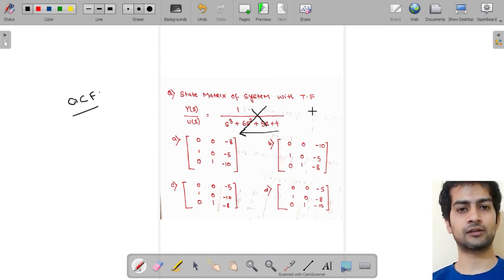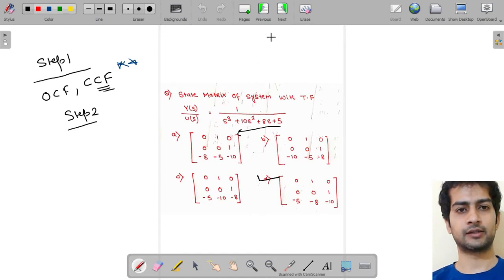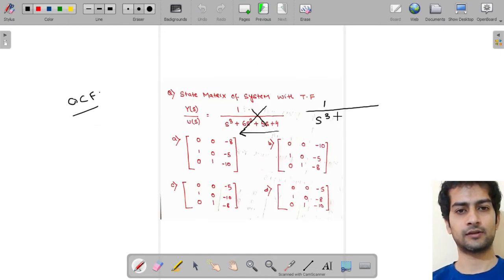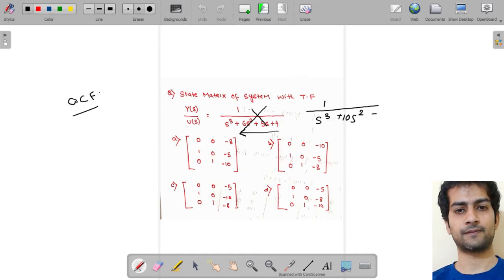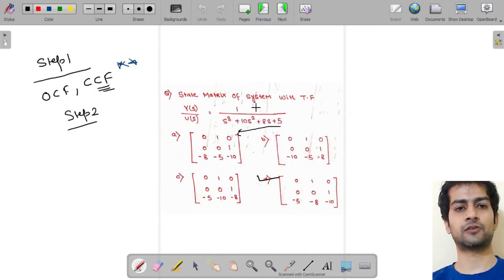So don't take this transfer function. Let's assume we are having this transfer function: 10s square, 8s plus 5. Okay, let's assume this is our transfer function.